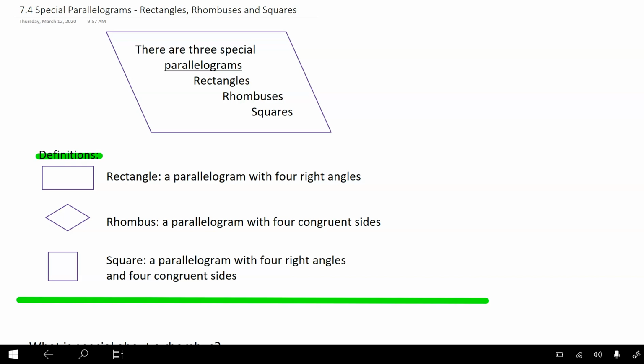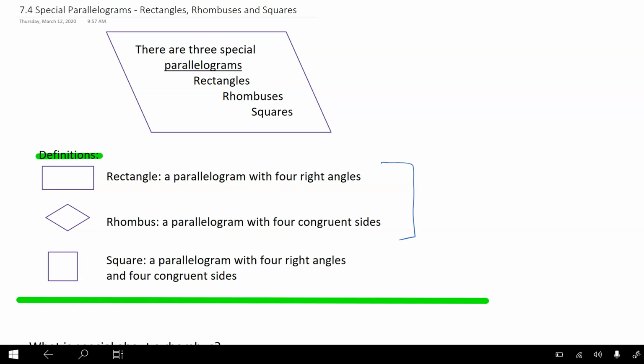The definition of a rectangle is a parallelogram with four right angles. A rhombus is a parallelogram with four congruent sides. And a square is a parallelogram with four right angles and four congruent sides, meaning a square is basically a rectangle and a rhombus put together. These are the basic definitions of these shapes. They have lots of special characteristics, but these are their definitions to begin with.